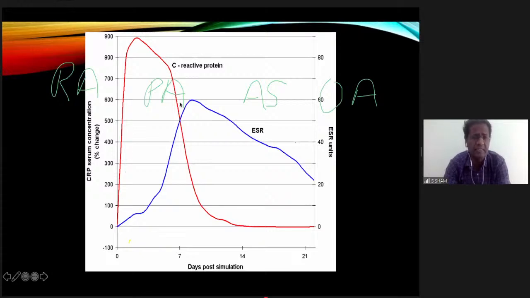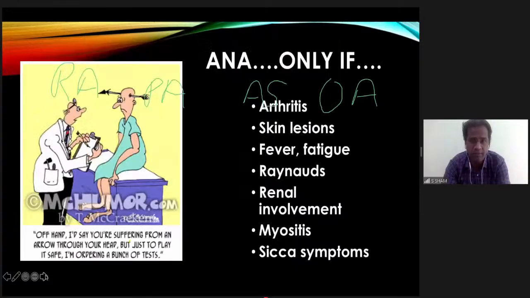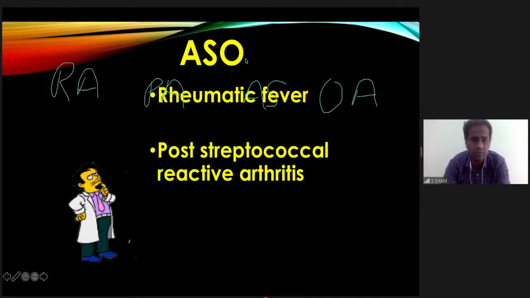The other one is ESR and CRP, which we always ask in inflammatory arthritis. As I told, usually they are supposed to be elevated, but can be normal also. So just remember this. And ANA, please ask only if there is any history of connective tissue disorder, or any subtle signs should be there. Otherwise, please don't ask for ANA, because we see a lot of false positives. People Google it, they think they have SLE or something else, then it becomes very difficult to convince them that it's a false positive. Then this is another most abused test.